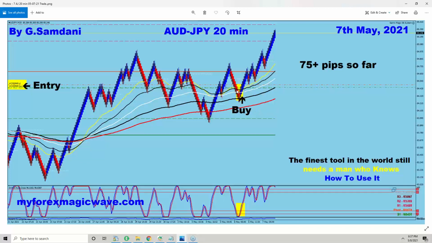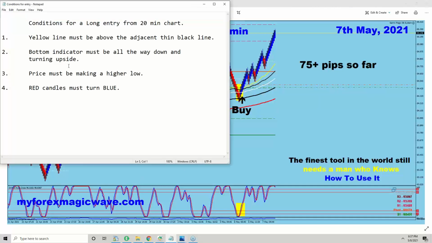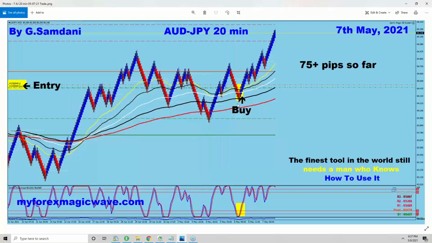Now this one, yellow is above the black. Okay, good. And now you can say, here's the same thing, but you see this indicator? Let me show you the second condition first. The second condition: the bottom indicator must be all the way down and turning upside. Now see here, the first condition was there, but the second was not. This is not all the way down. But here you can see this is all the way down, turning to the upside. So these two conditions are met.